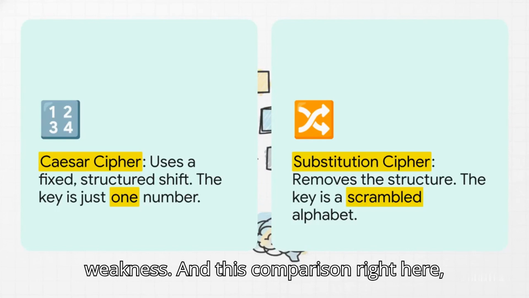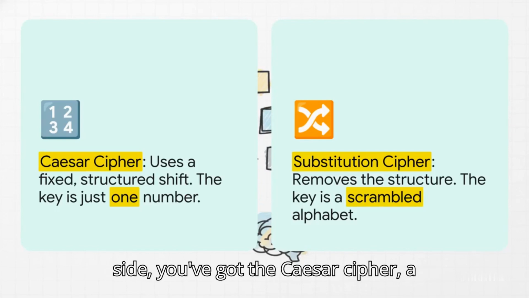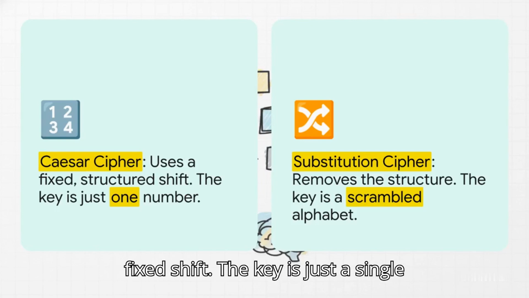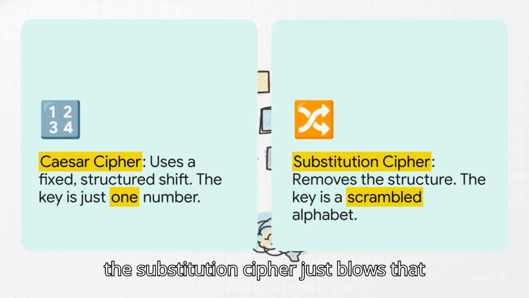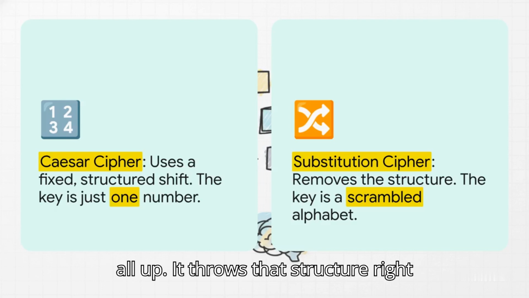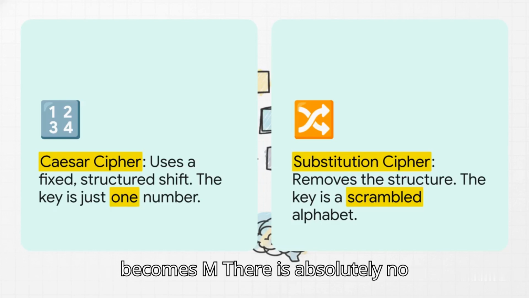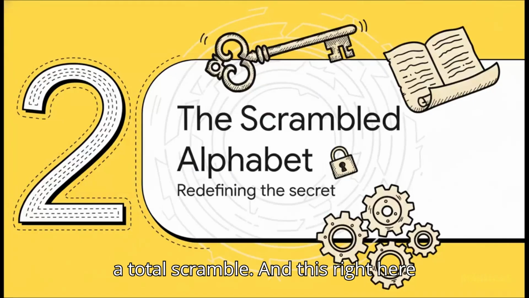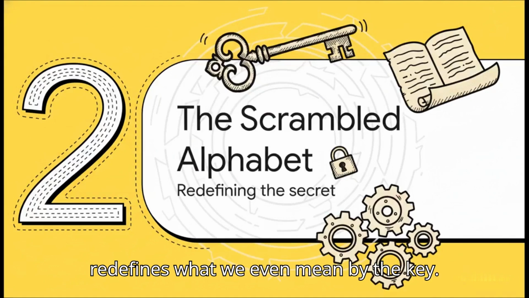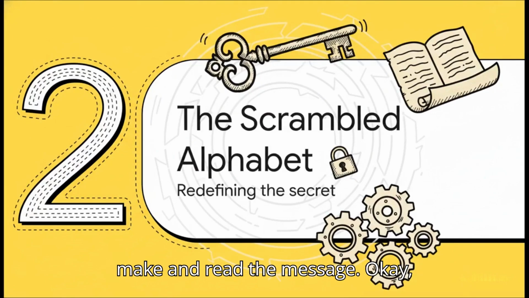And this comparison right here just lays it all out perfectly. On one side, you've got the Caesar cipher, a fixed shift. The key is just a single number, like 3. But on the other side, the substitution cipher just blows that all up. It throws that structure right out the window. A could become Q, while B becomes M. There's absolutely no relationship between them. The mapping is a total scramble. And this, right here, is a game changer. It completely redefines what we even mean by the key. You know, the actual secret you need to make and read the message.